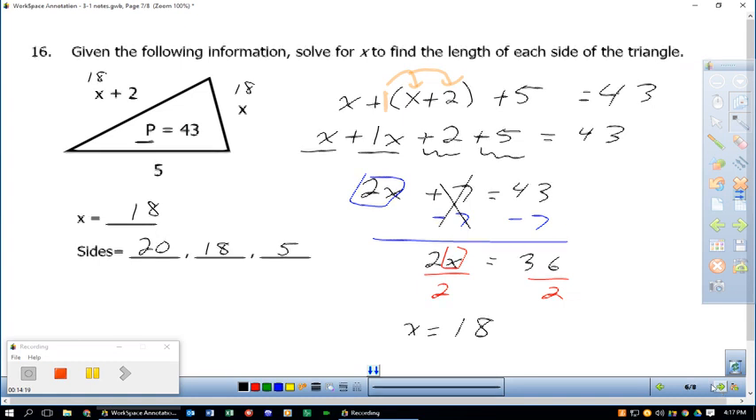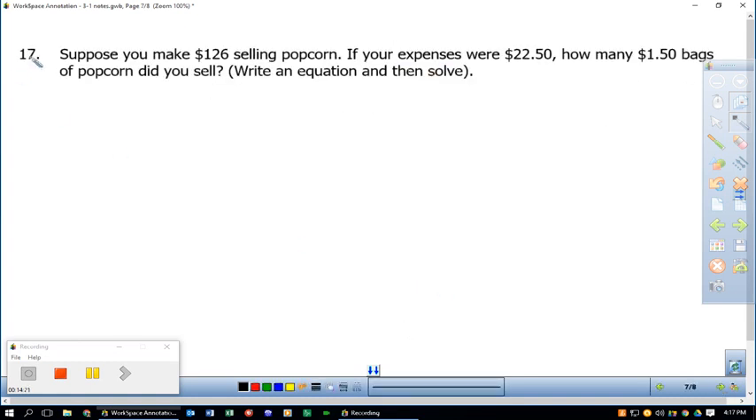All right, next problem. Number 17, suppose you make $216 selling popcorn. If your expenses were $22.50, how many $1.50 bags of popcorn did you sell? Write an equation and then solve.